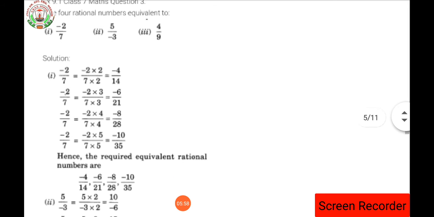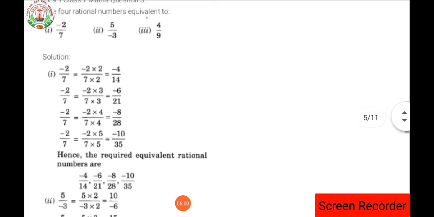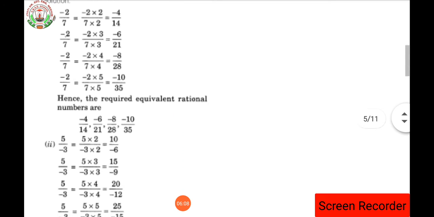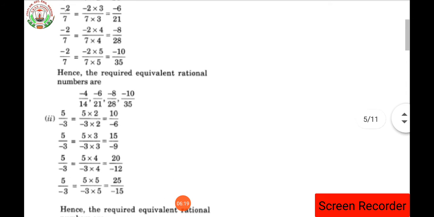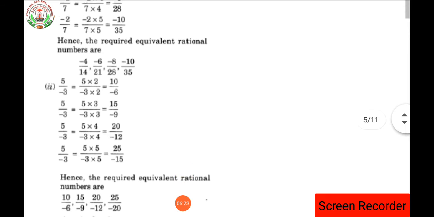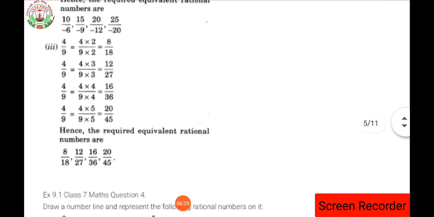Clear? Understood? I know I explained very fast, but it's just a revision. So dear student, it is not necessary that you multiply with 2, 3, 4, 5, 6 in a sequence. You can multiply with any number. When you multiply with any number and then cancel the answer, the original question will come back. Okay, so this is the equivalent fraction solution.